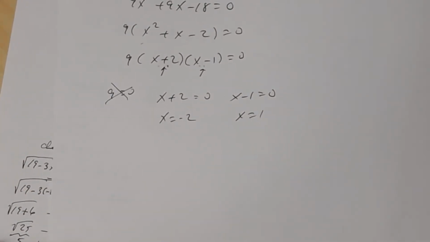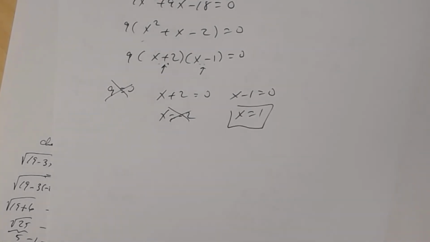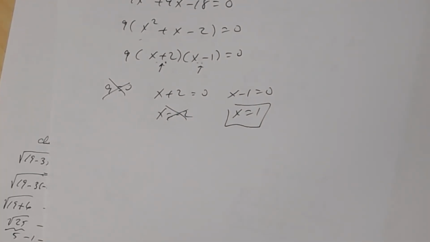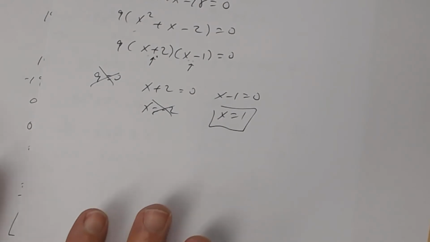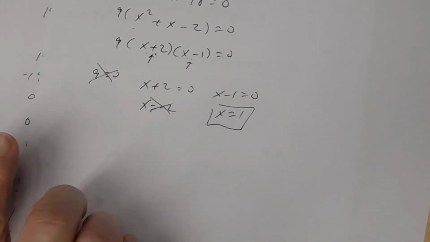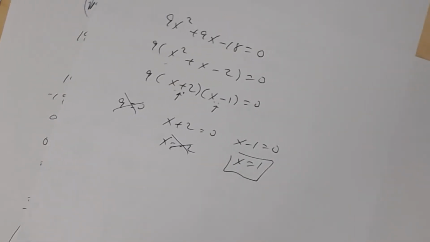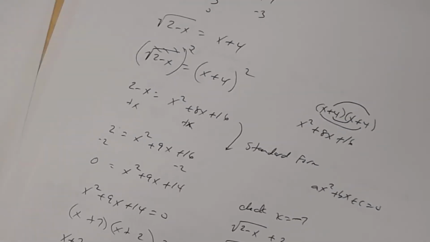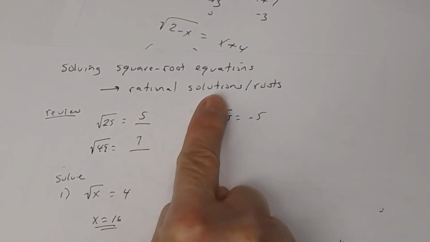All right. So we just got to check now. So this one would not work, but this one would. Okay. Now there are other problems that could arise here, other square root equations that you could also look at. But for this particular lesson, this is going to suffice. So this is going to end this lesson, which dealt with solving square root equations in which we had rational solutions.